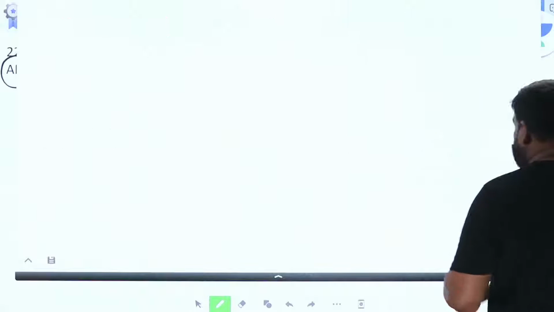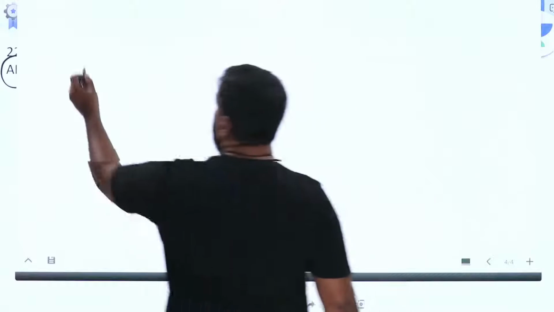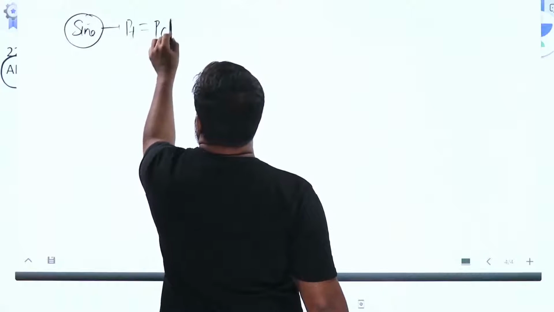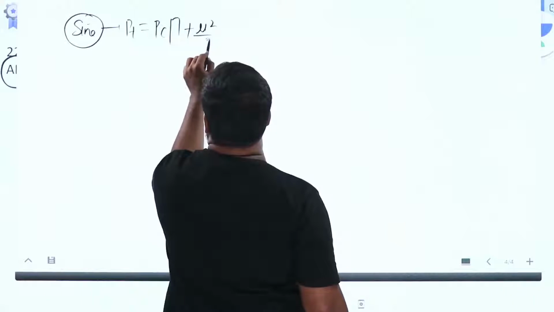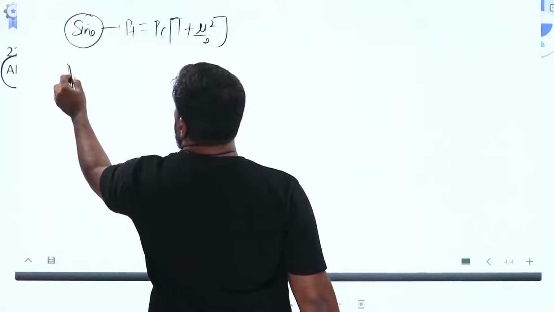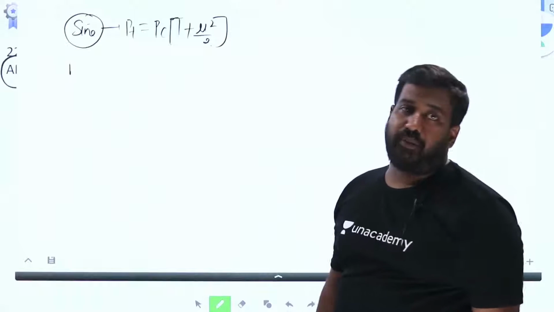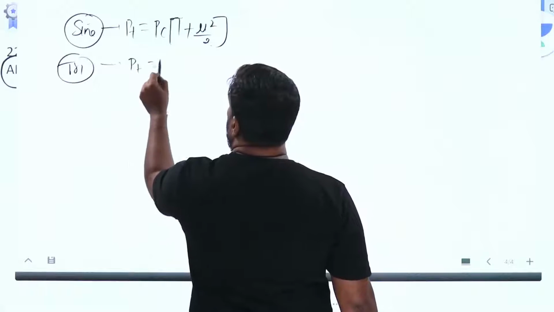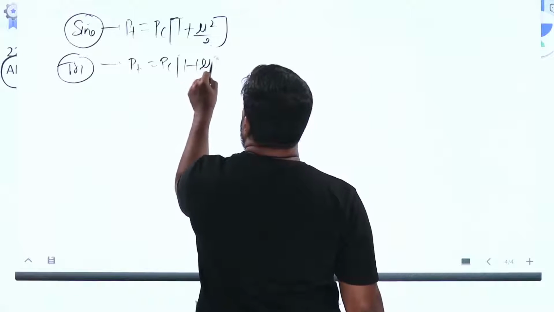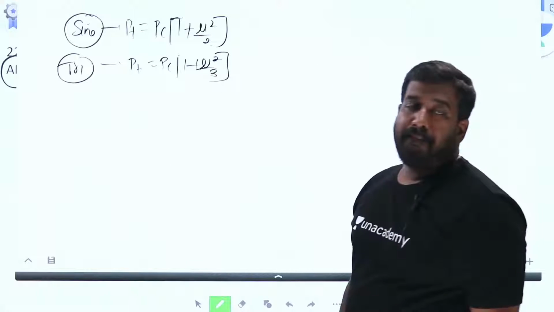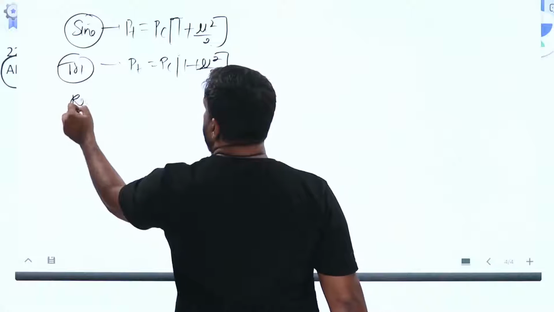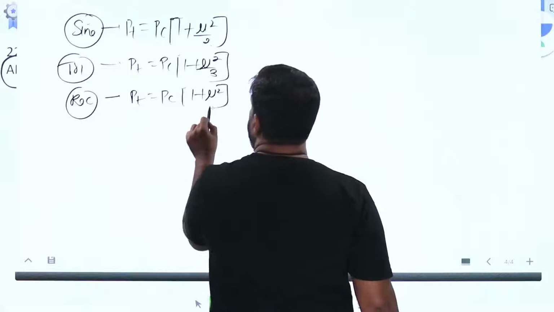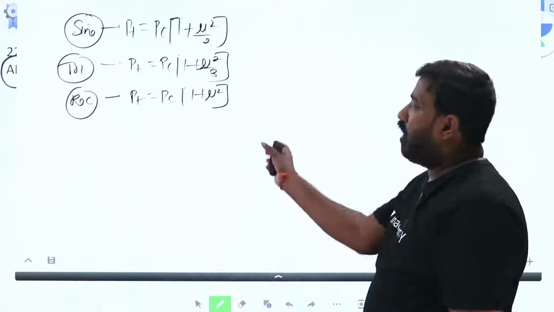Now I'll try to write the synopsis, the summary. For sinusoidal input, the total power formula is PT is equal to PC into 1 plus mu square by 2. For triangular input, as we have just derived, PT is equal to PC into 1 plus mu square by 3. For rectangular input, PT is equal to PC into 1 plus mu square. Now these are the formulas for total power.